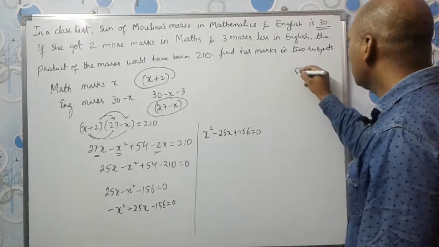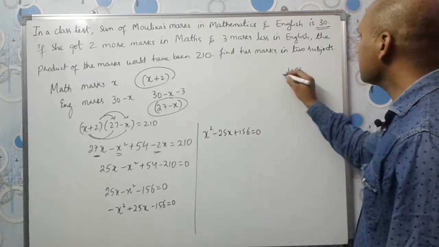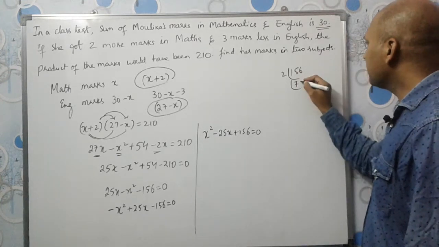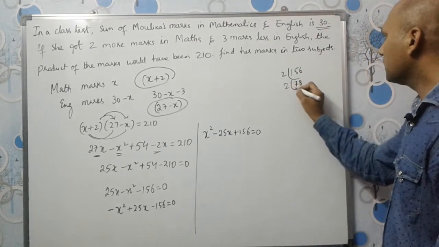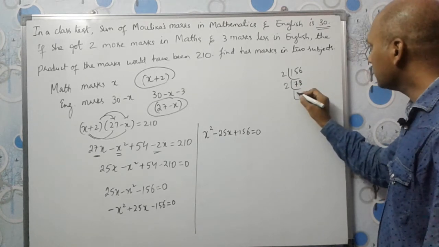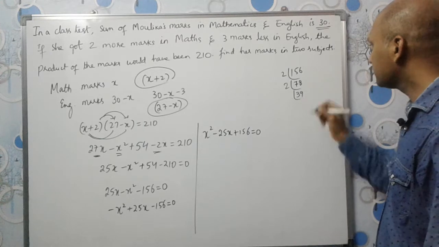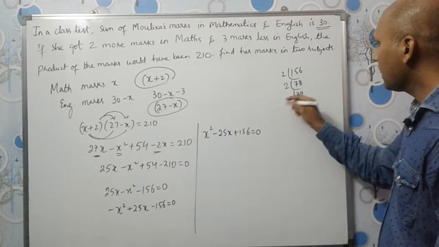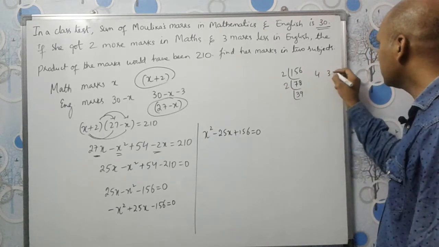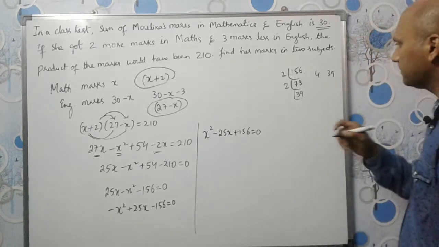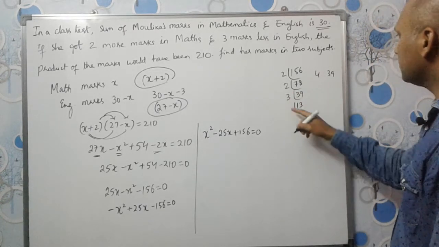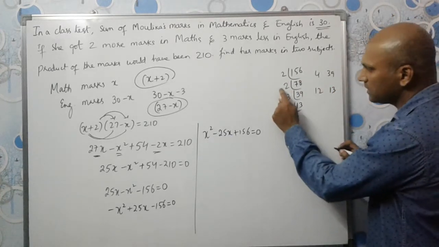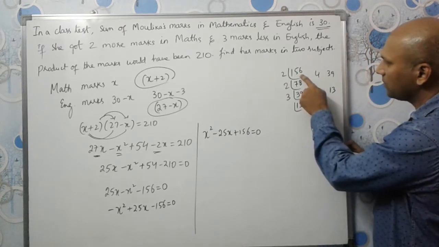156. 1 into 156 is 156. Let us find the factors of 156. Divided by 2 gives 78, divided by 2 again gives 39. Now 2 twos are 4, so 4 and 39. Will it give us the middle term minus 25? No. So 3 and 13. Let us multiply: 3 twos are 6, 6 twos are 12. So 12 and 13 are the factors of 156.